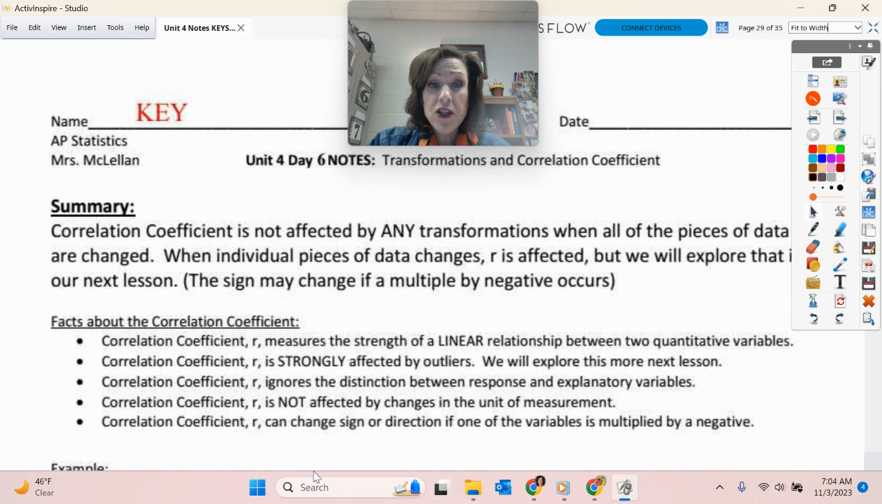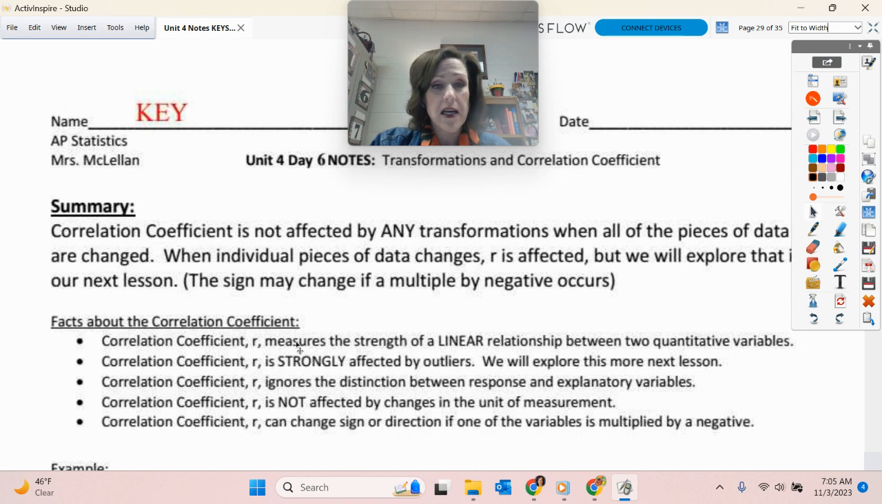First of all, today is a real quick little piece of information about how transformations do not impact the correlation coefficient. So they do not change the R. You can add, subtract, multiply, divide. You can even switch the X and Y. All but a negative transformation, and we'll talk about that, and the R doesn't change. So the correlation coefficient is not affected by any of the transformations.